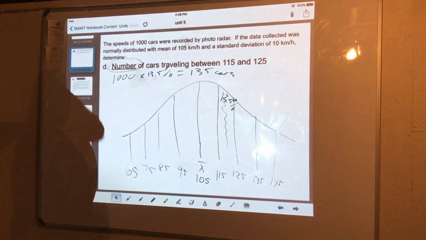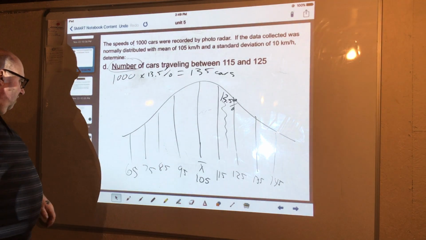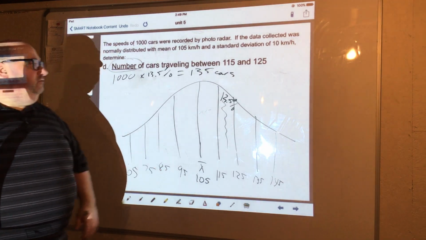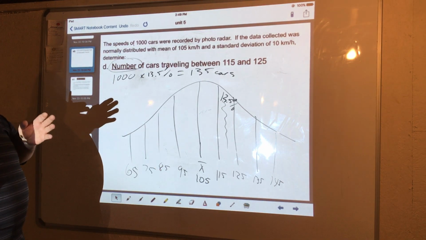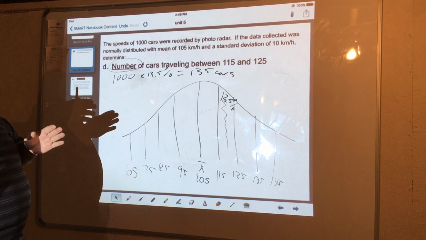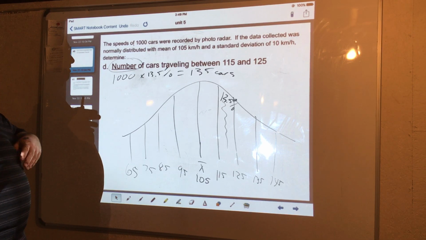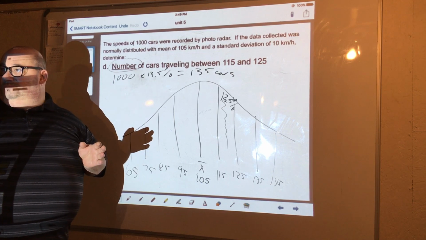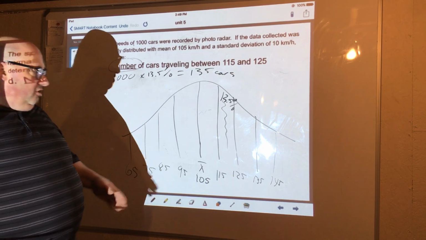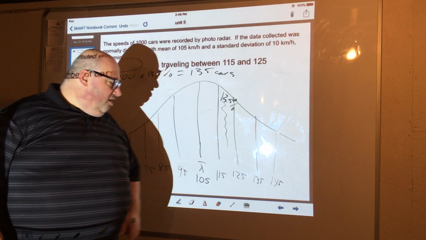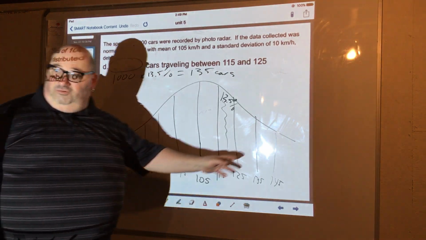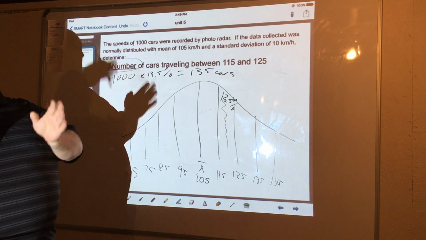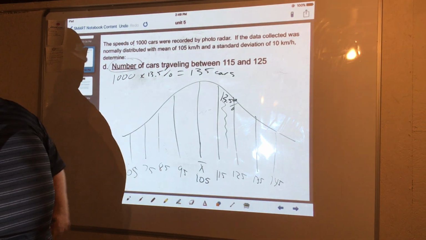Okay? So, as I said last time before the video crapped out on us, this standard or normal distribution for standard deviations works great when we're looking for cars between 115 and 125, or from 75 to 125. We just simply add up all those percentages that are always the same.